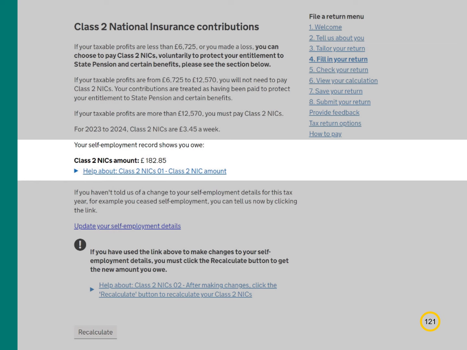On your tax return, the amount shown is the amount HMRC believe is due based on your national insurance records, so the number of weeks you were registered as self-employed. The amount will show even if your taxable profits are below the £6,725 threshold, or they're between £6,725 and £12,570. You'll see the amount of Class 2 NICs due to be paid, if any, in your tax calculation. The Help About link has more information.